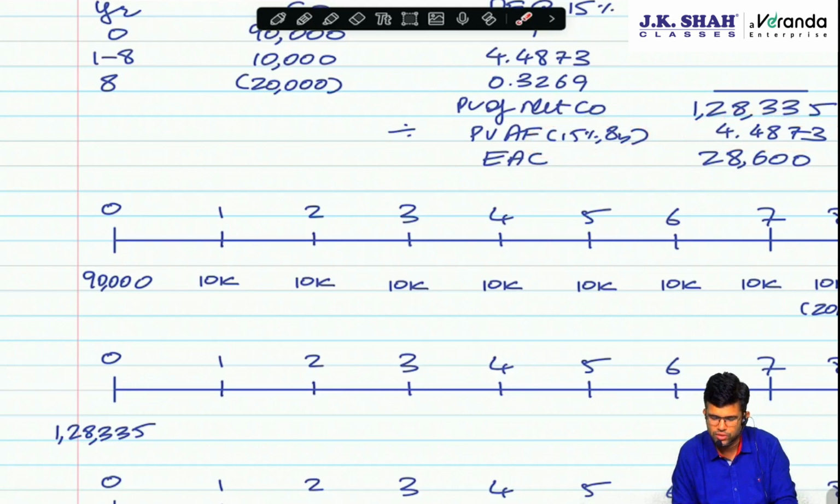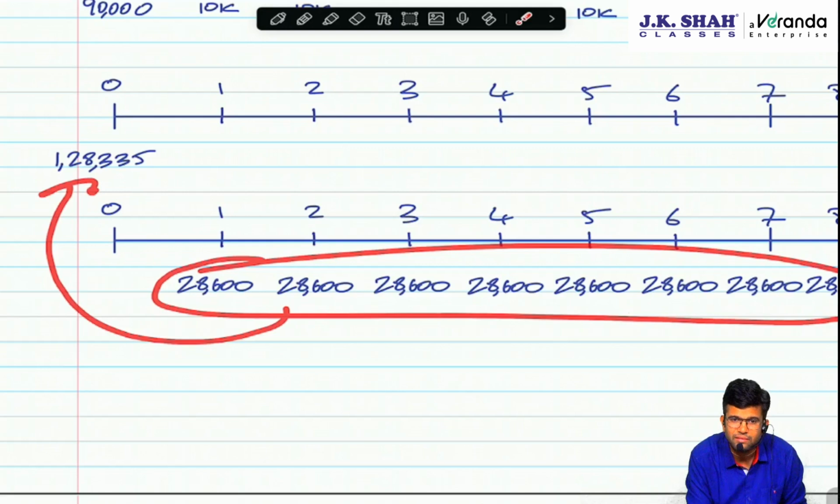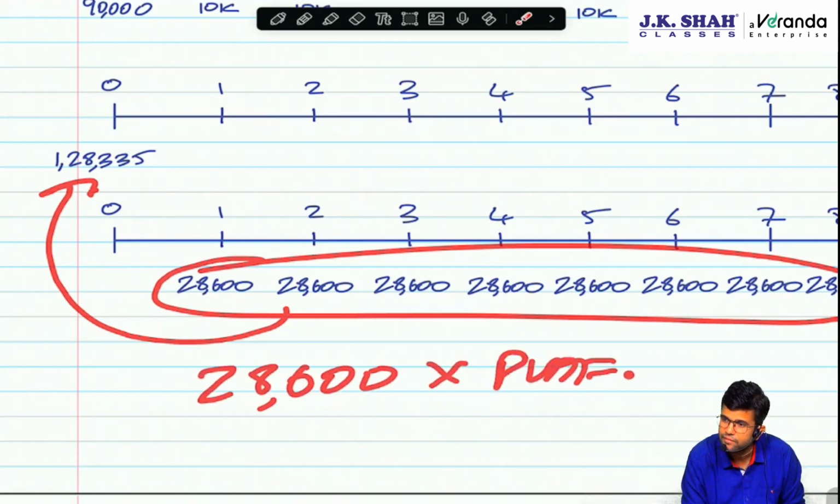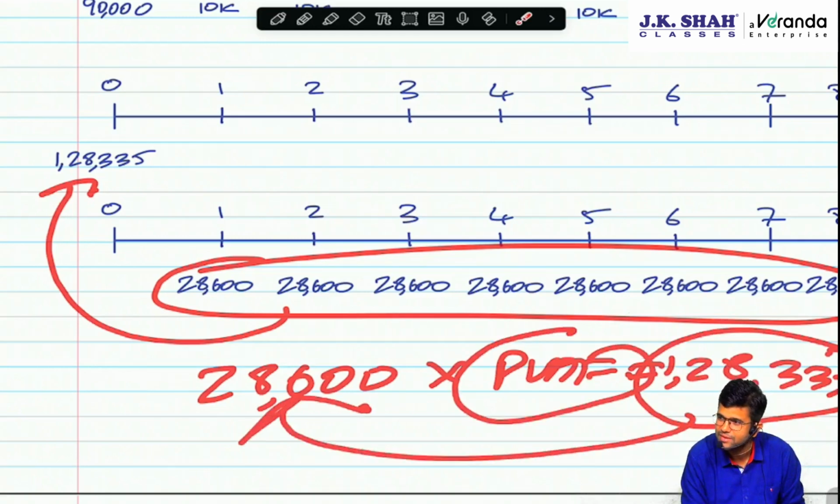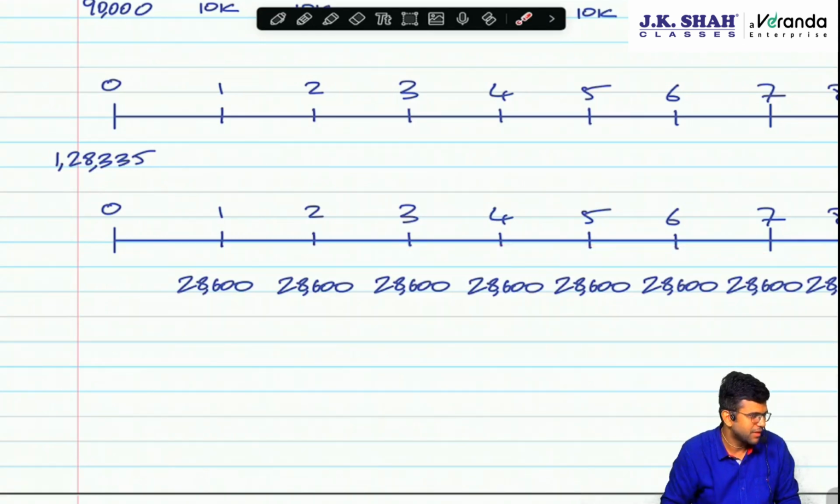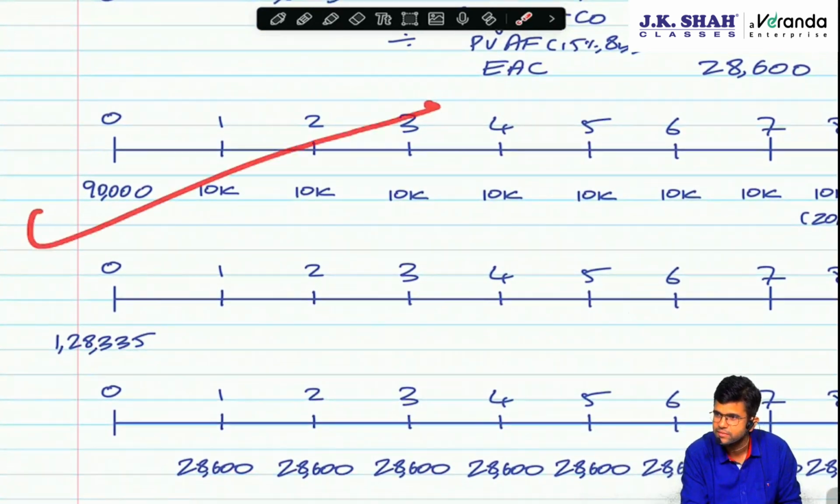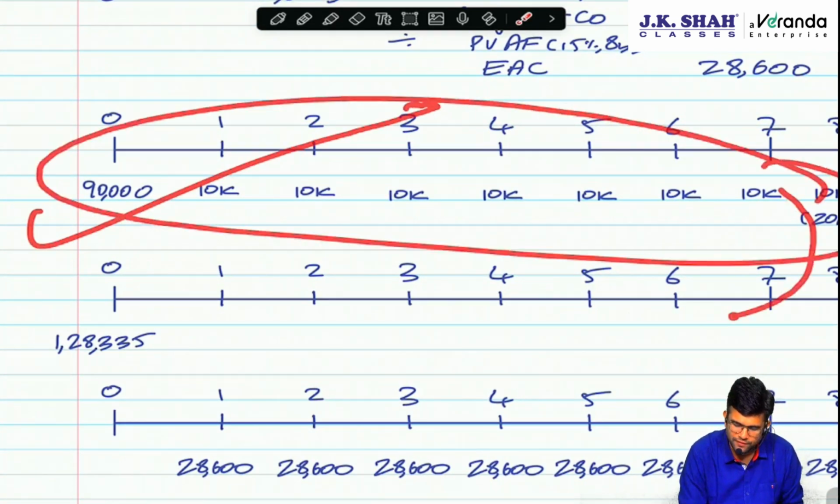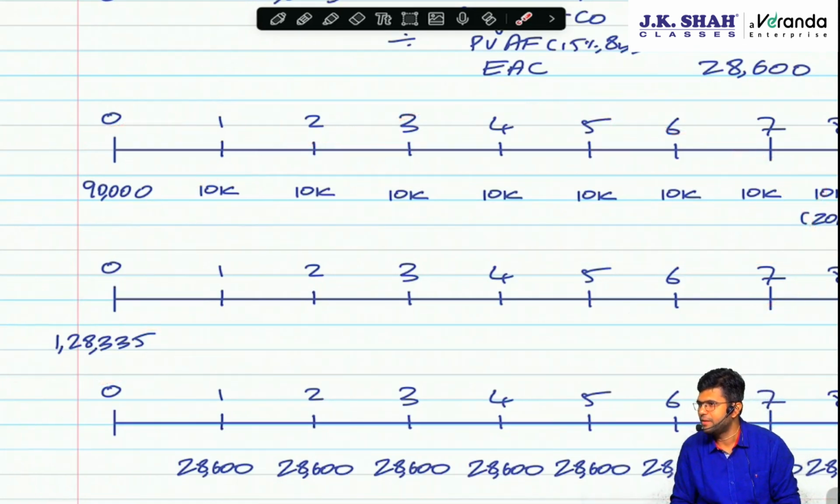Everybody clear till here? Students, I hope you people are intelligent enough to understand the present value of this is this only. 28,600 into PVAF will be the present value, no? And I hope you realize it has to be 128,335 because 128,335 divided by PVAF gives me this. It's like back calculation. Got clarity? So you see the actual project was this. The actual project was this. We converted all of this to this. And now we are converting it to this. Everyone, are you all getting it?